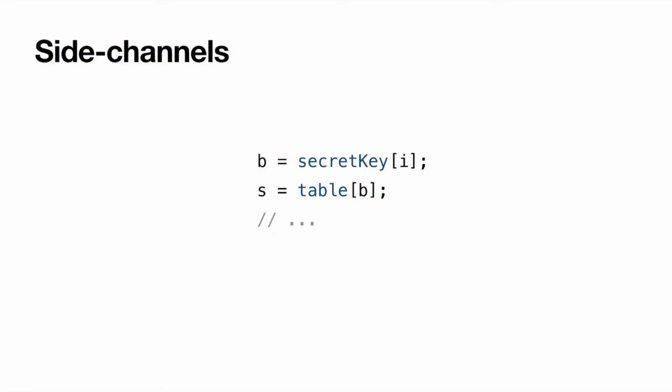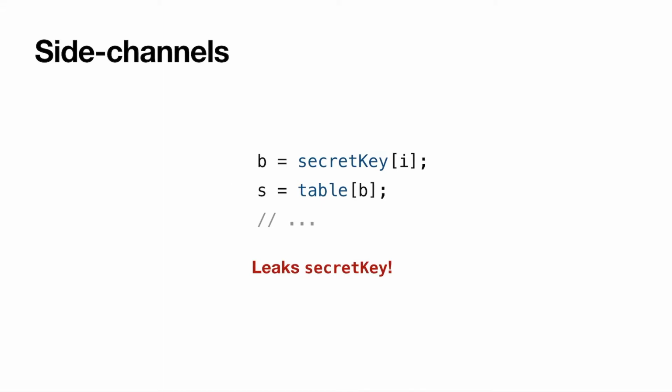Here's a snippet of naively written crypto code. Super simple, 2 lines long, looks totally reasonable. On the surface, all it's doing is a substitution table lookup. This is a component of AES encryption and other algorithms. In particular here, it loads a byte B from secret key, then uses B to look up a value from table. It's not obvious, but just this little snippet of code leaks the secret key to an attacker.